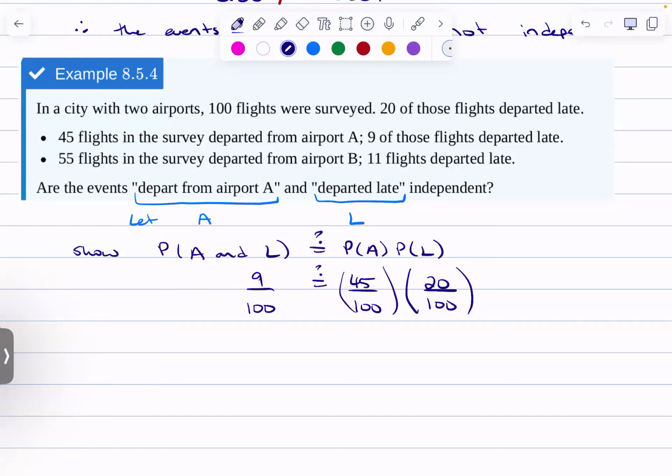Yeah, sorry. Why would the probability of airport A and late not be 9 out of 45? Because you have 45 flights in airport A and 9 out of the 45 are late. So that would be the conditional probability. The probability of late given that they were departing from airport A. And that's the tricky part. But if you just want all of them, then it has to be out of the total 100.